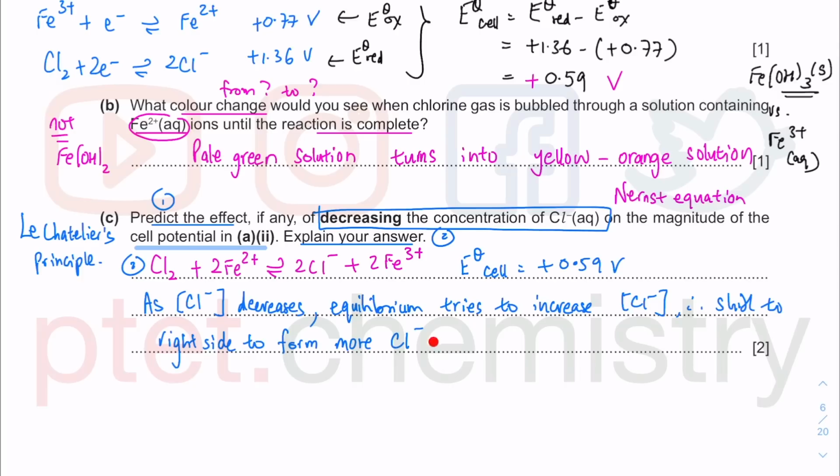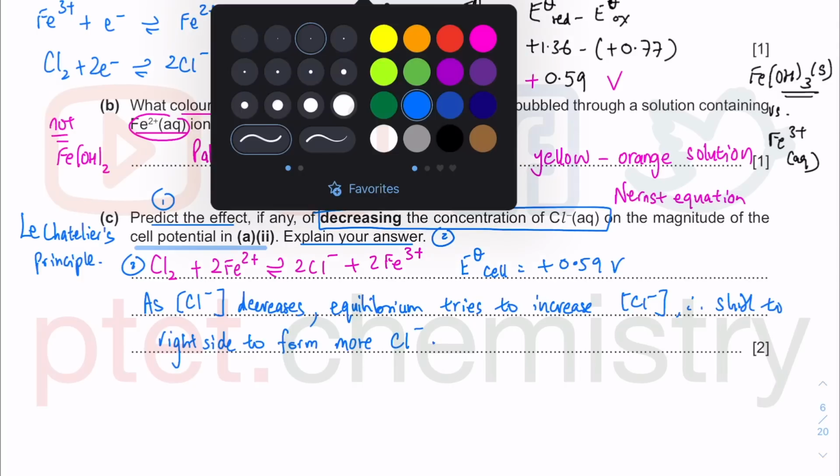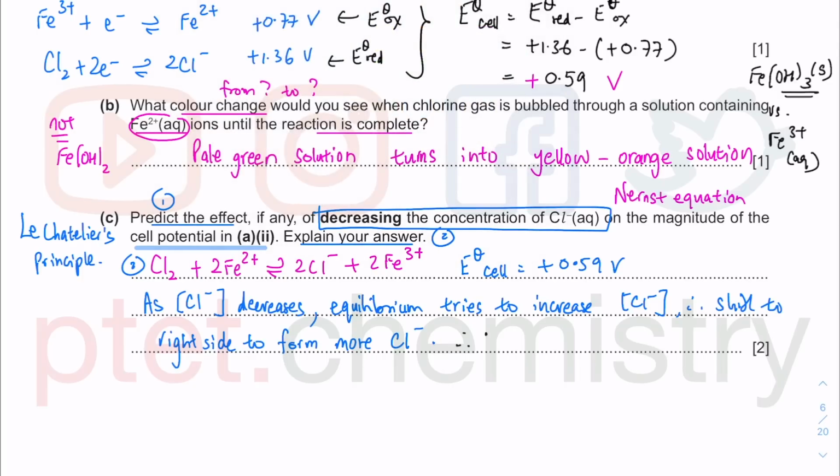As I shift to the right hand side, my E cell will become more positive. As it becomes more positive, the reaction becomes more feasible. They just say what is the effect on the cell potential. As you shift to the right hand side, you will favor the right hand side, and therefore the E cell will become more positive. This is the overall redox equation, so I cannot say it favors just the reduction.